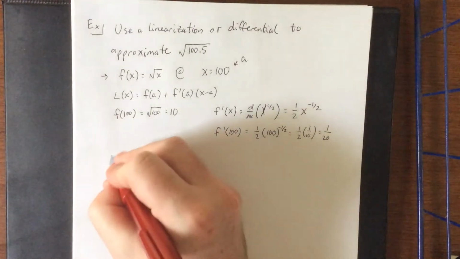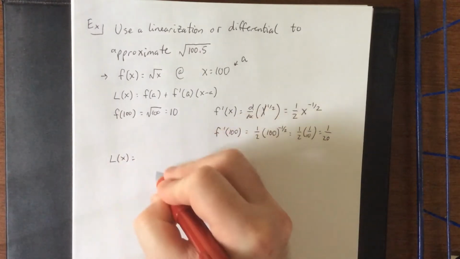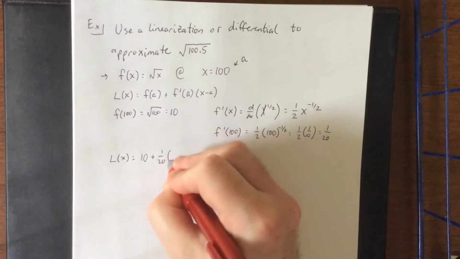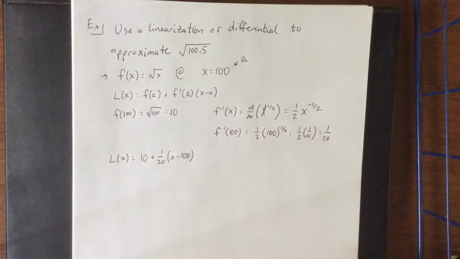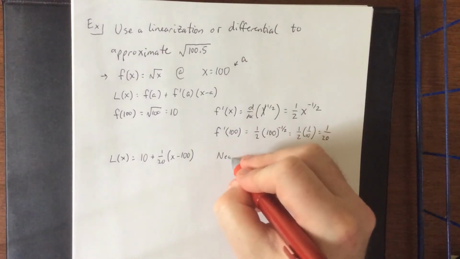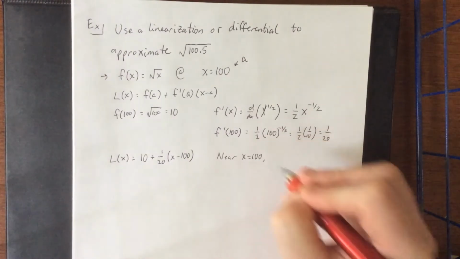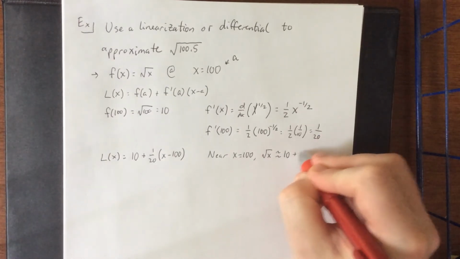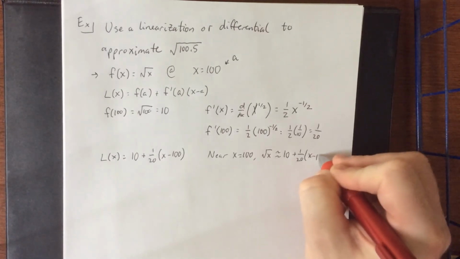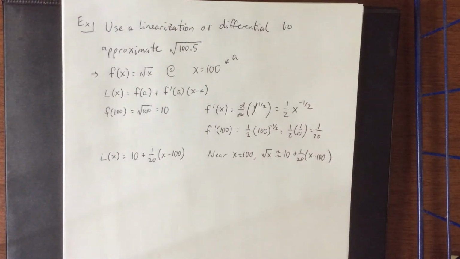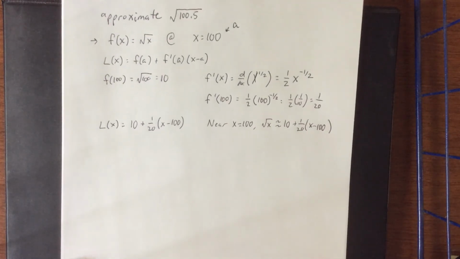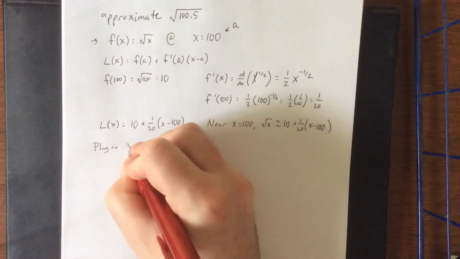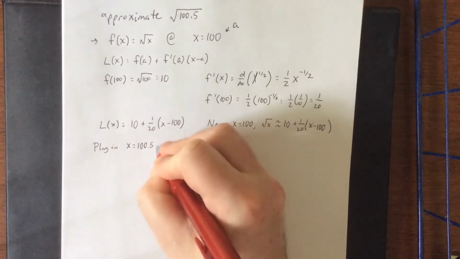So our linearization is going to look like the following. The linearization is equal to f of a, which is 10, plus 1/20 times x minus 100. So near x equals 100, the interpretation of this is that the square root of x will be approximately equal to 10 plus 1/20 of x minus 100. Let's go ahead and plug in that value of x that we're using. So we'll plug in x equals 100.5.